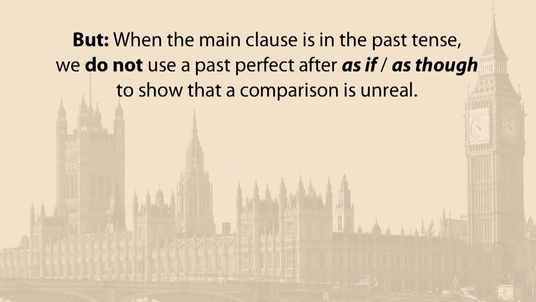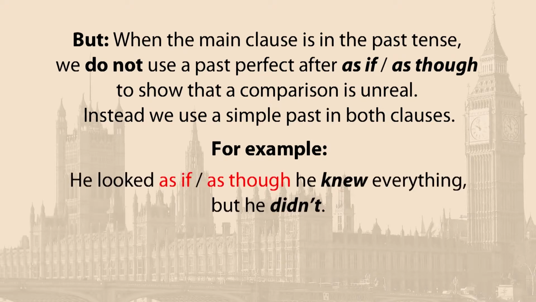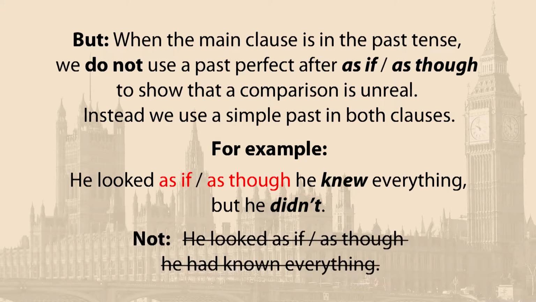But when the main clause is in the past tense, we do not use a past perfect after as if or as though to show that a comparison is unreal. Instead, we use a simple past in both clauses. For example, he looked as if or as though he knew everything, but he didn't. Not he looked as though he had known everything.